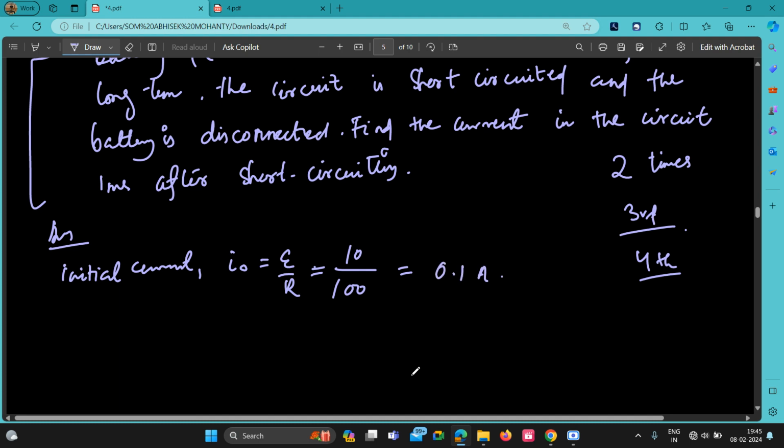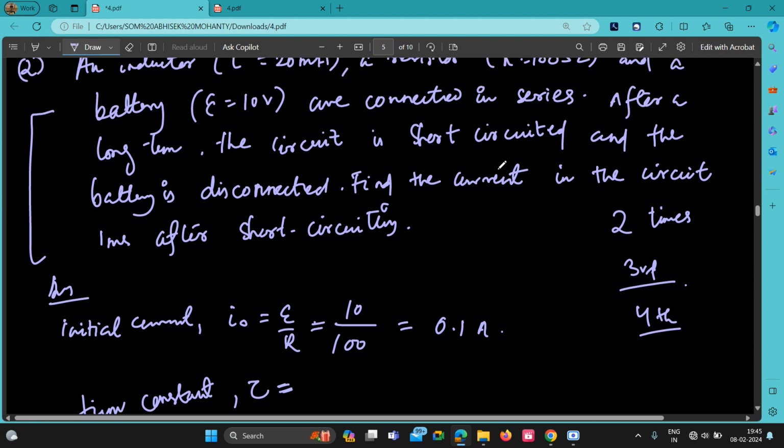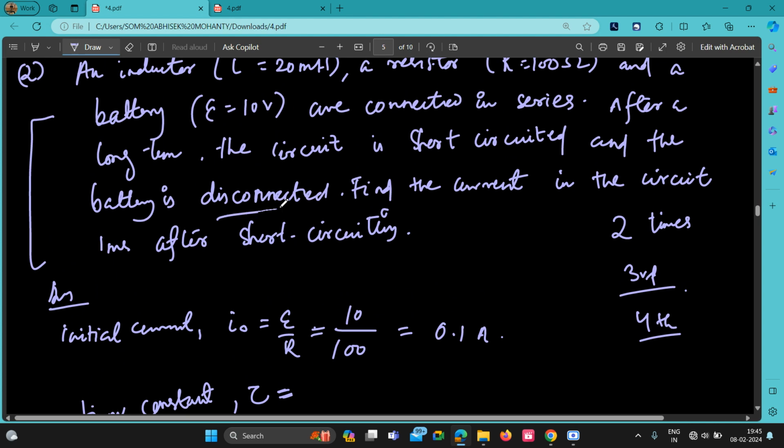Okay. Now what is time constant? Why am I calculating time constant? This way though I can calculate everything, but why time constant? Because we need it. Battery is disconnected. That means what? There will be a decay of current. I am telling you now that this is a question of decay of current.